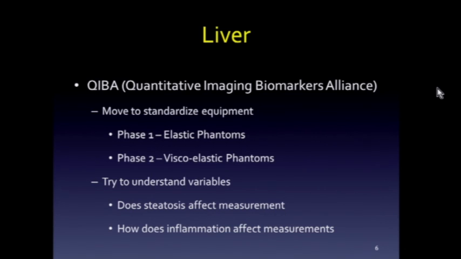We need to also understand variables, which the QIBA committee is doing. Right now, we do not believe that steatosis affects the measurements as we're doing them now. If things change on how we exactly do these measurements, that may change in the future. And again, we're trying to figure out how inflammation affects these measurements, and is there a way we can correct if the patient has inflammation superimposed on the fibrosis, because our liver stiffness values actually determine liver stiffness, not fibrosis.